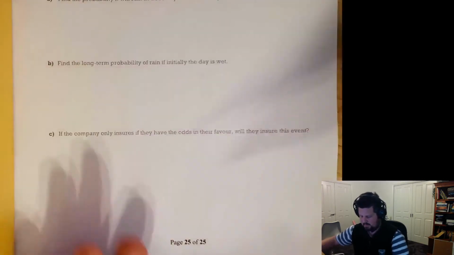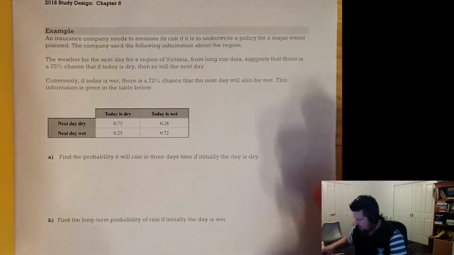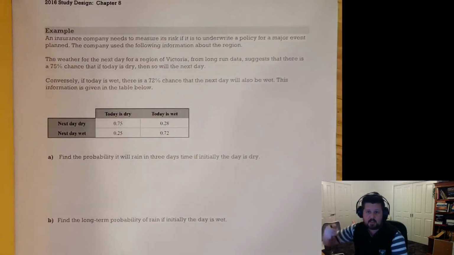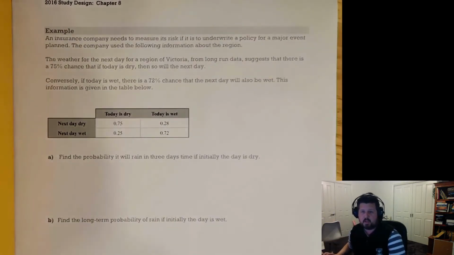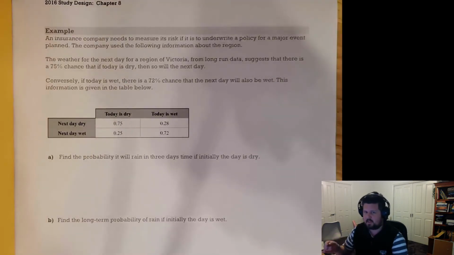Alrighty, last example for this video. Oh, cool. It's an insurance company question. Now it says here, the insurance company needs to measure its risk to underwrite a policy for a major event that's planned. Cool. The company used the following information about the region. It says here, the weather for the next day for a region in Victoria from long-running data suggests that there is a 75% chance that if today is dry, that the next day will also be dry.